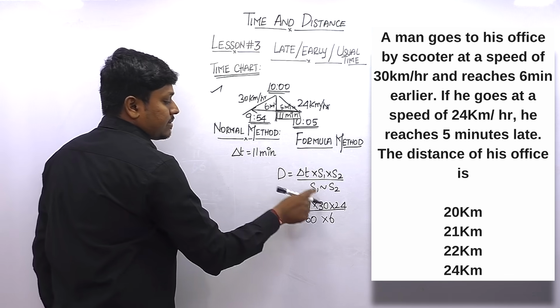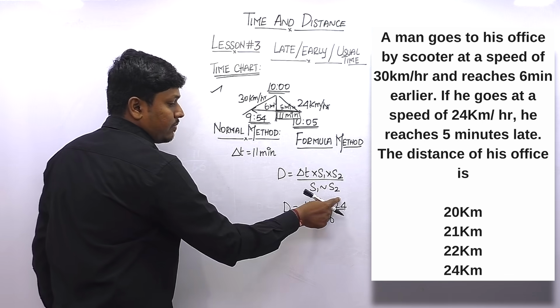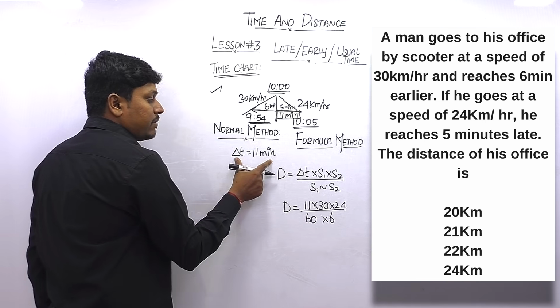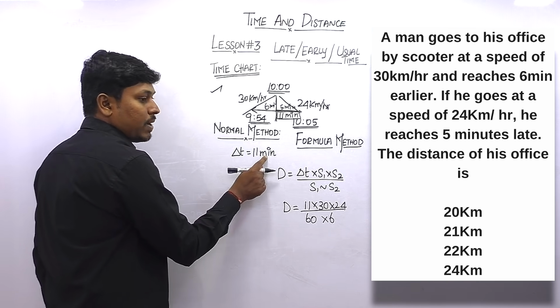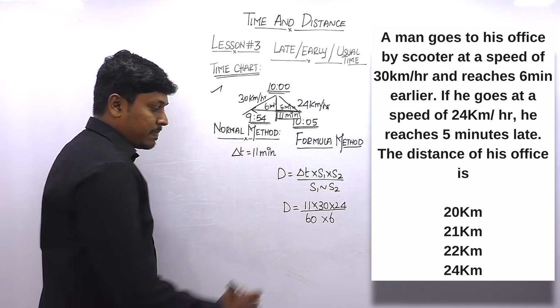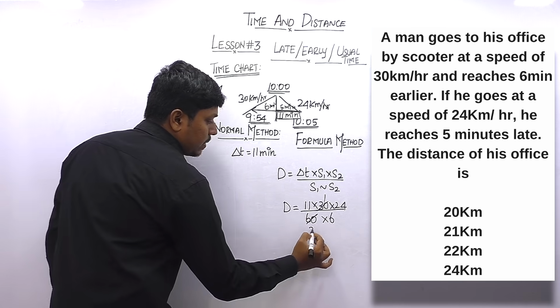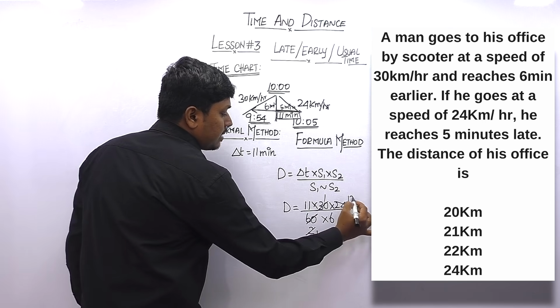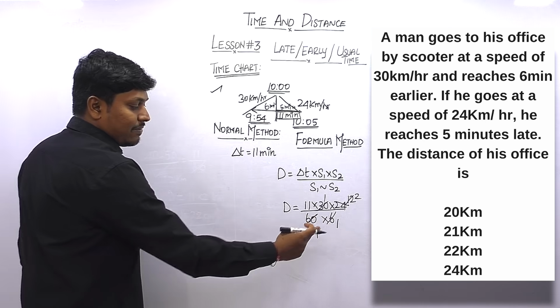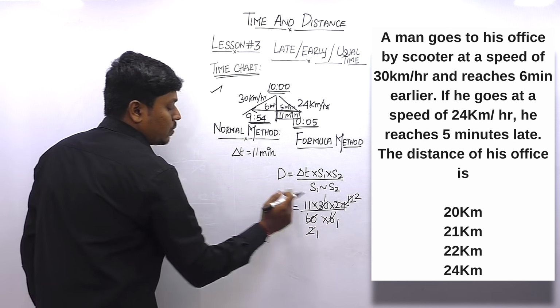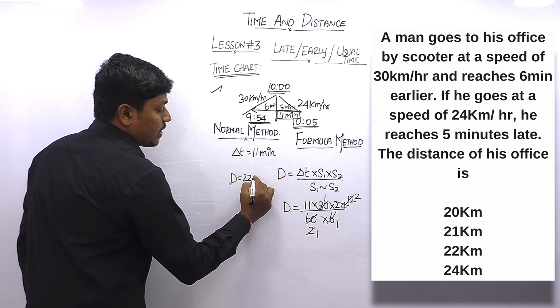The first speed is 30 km per hour, the second speed is 24 km per hour. Del t is the time difference that we calculated initially, which is 11 minutes. In order to convert the minutes into hours, 11 divided by 60, and now you can cancel. 32 times 1 is 2, this becomes 12 times 1, 6 times 2 is 12. So finally we have denominator 1 and numerator 2 into 11, which is 22 km, right?